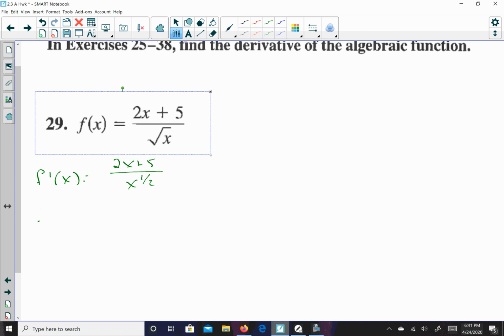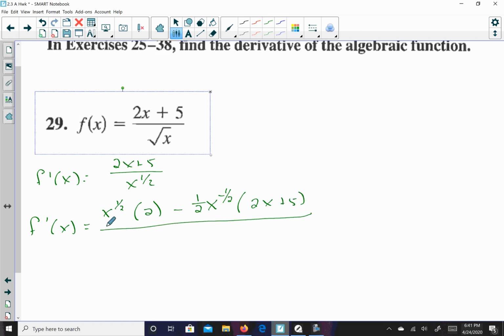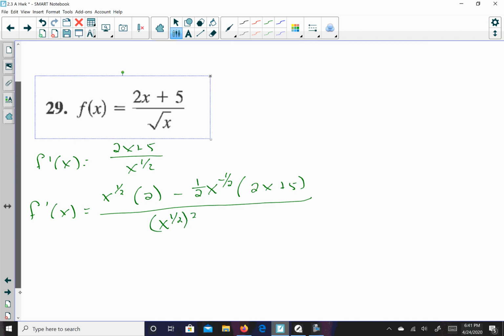So if I do it, we're using the quotient rule. I'm leaving my denominator alone, taking the derivative of my numerator, which will just be 2, minus taking the derivative of the denominator, which will be 1/2 times x to the negative 1/2. And then I'm going to leave the numerator alone. And this is all over x to the 1/2, that quantity squared.